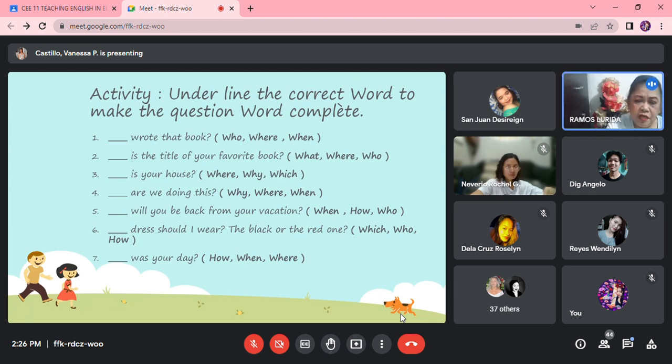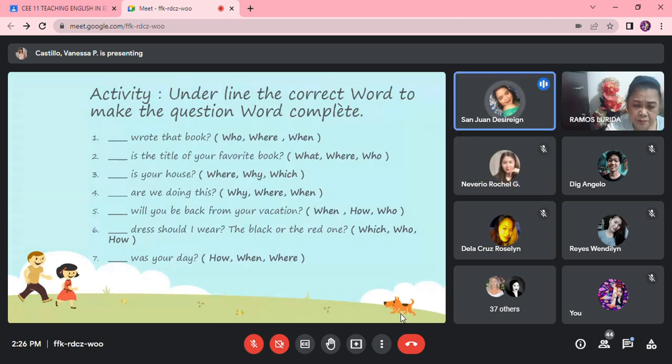Excuse me, in real life, mali ang instruction. That is fill in the blanks, hindi po siya underline. Yes po, ma'am. Sorry po.